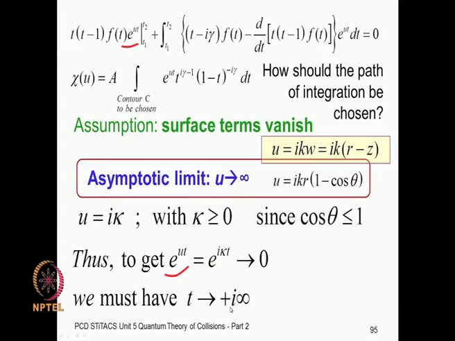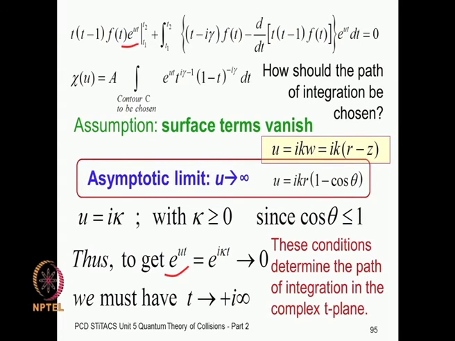and this will happen as t goes to minus infinity. So, that tells me the path of integration, how t can go to positive infinity along the imaginary axis. So, plus i infinity will make sure that our surface terms are destroyed. That is the assumption we are making. So, this is the condition which will have to be observed.